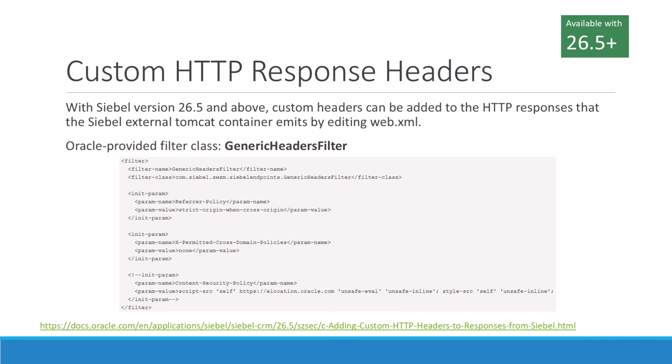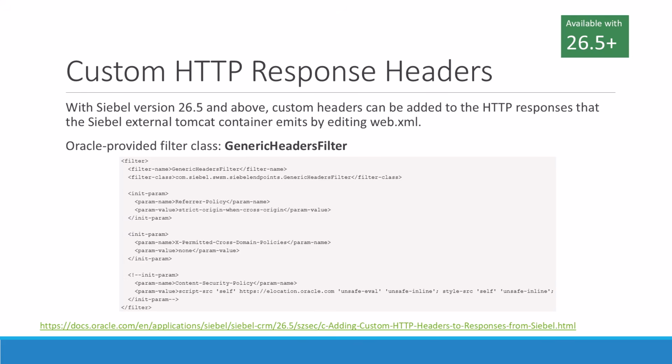Keeping up with modern security standards, driven by industry giants such as Google, is not an option, it's a requirement. To allow better and faster alignment of Siebel CRM's security posture, administrators can now define custom HTTP response headers, which the external Tomcat emits to clients such as the browser or REST or SOAP clients. This is made possible by a new Oracle-provided Tomcat filter class, Generic Headers Filter. With Siebel 26.5 and higher, Oracle provides a sample section in the Tomcat's web.xml file showing how to use this new filter class.